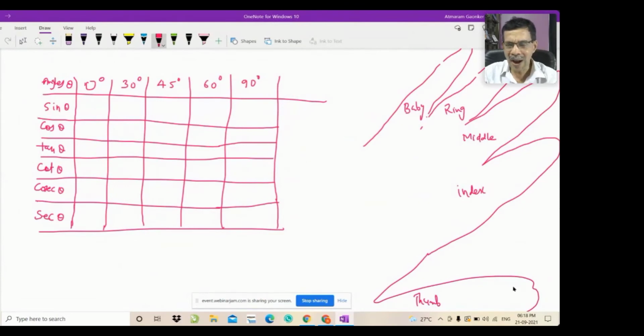Now, first what you do, with the thumb you write the angle associated with the thumb is 0 degree. Angle associated with the index finger is 30 degrees. And with the middle finger it is 45 degrees. With the ring finger it is 60 degrees. And with the baby finger it is 90 degrees. So the angles associated with thumb is 0 degree, with index 30 degrees, with middle finger 45 degrees, with ring finger it is 60 degrees, and baby finger it is 90 degrees.